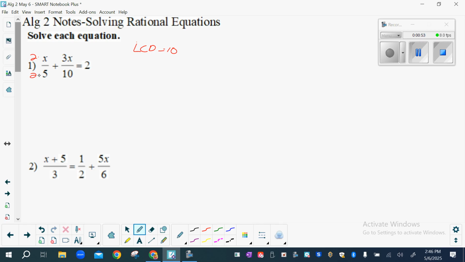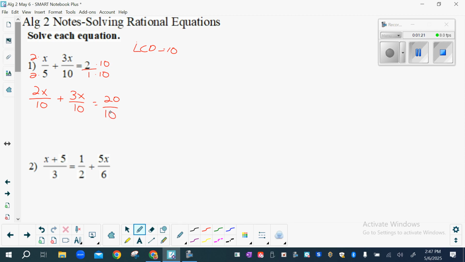Nothing on the second one. What's the denominator assumed to be on the last one? 1. So we multiply top and bottom by 10. So we're going to get 2x over 10 plus 3x over 10 equals 20 over 10.